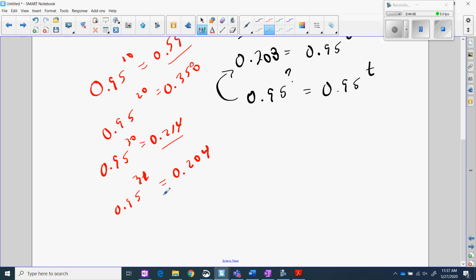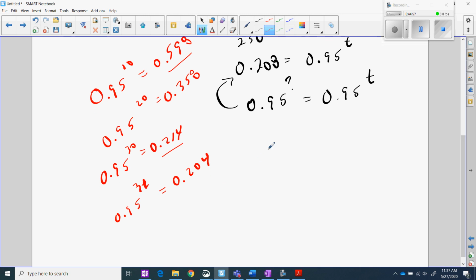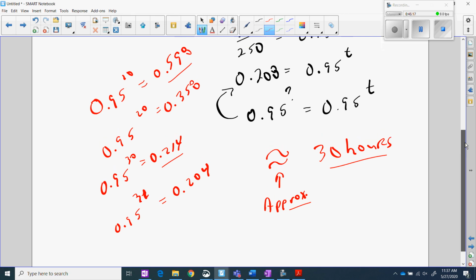What do we have here? Hours, I believe. Yeah, so we're talking about hours. So it's approximately, that's what this little swirled equal sign means, approximately. It's going to take approximately 30 hours for that drug to decay to an amount where it's only 52 milligrams in their body.